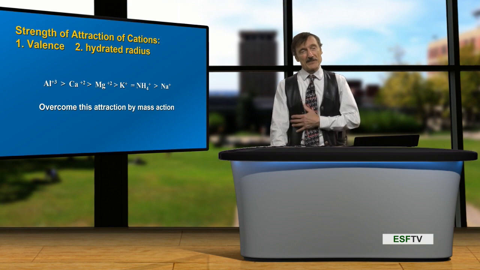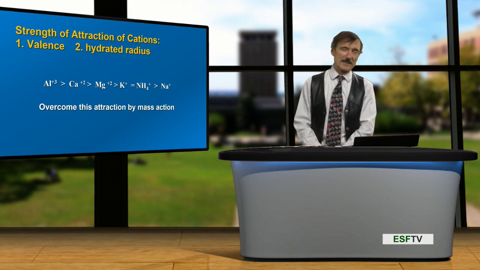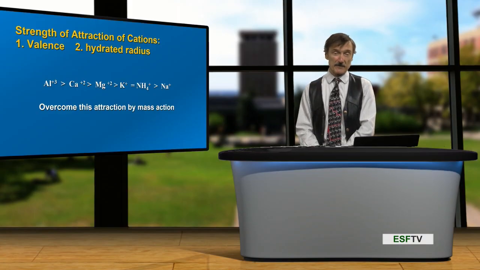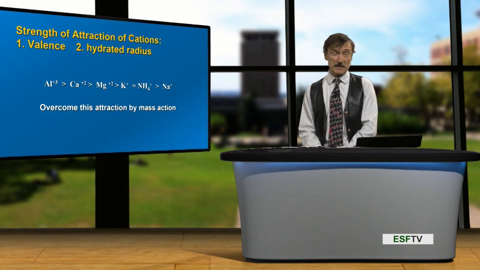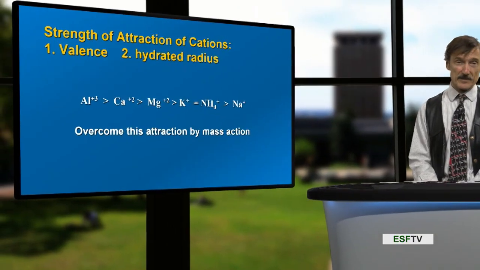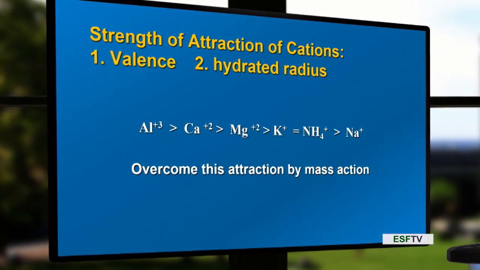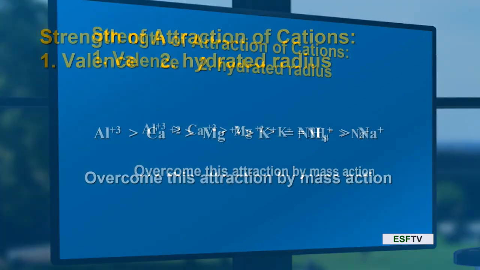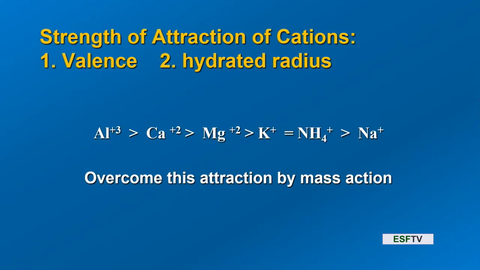So now we consider how strong are these cations. We go back to cation exchange. How strong, how tightly are they attracted? And so there's a sequence of attraction. The strength of attraction, how tightly these individual cations are held, all other things being equal, depends on two things. Okay? The valence and the hydrated radius. So we know what valence is, right? +1, +2, +3. But I haven't told you about hydrated radius.